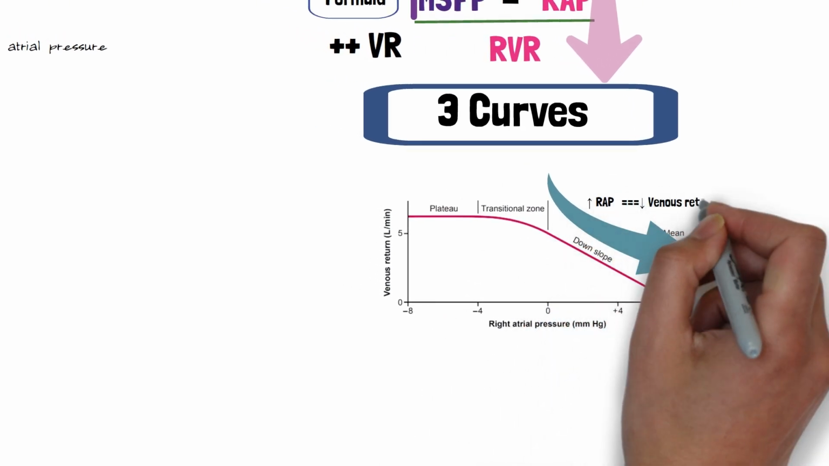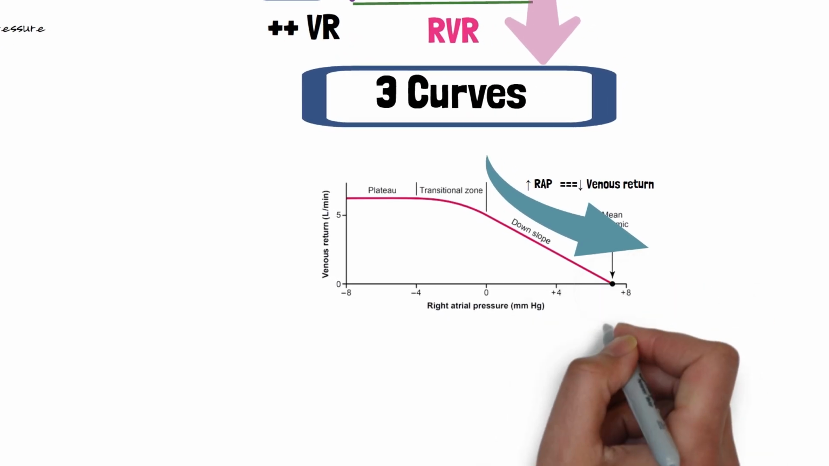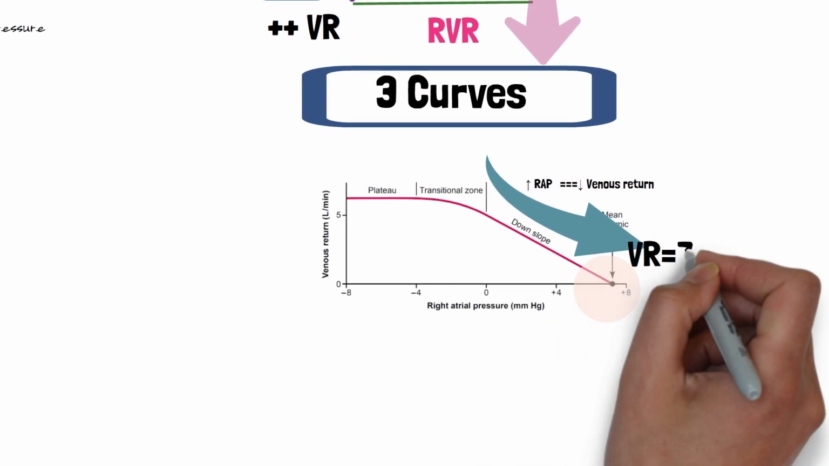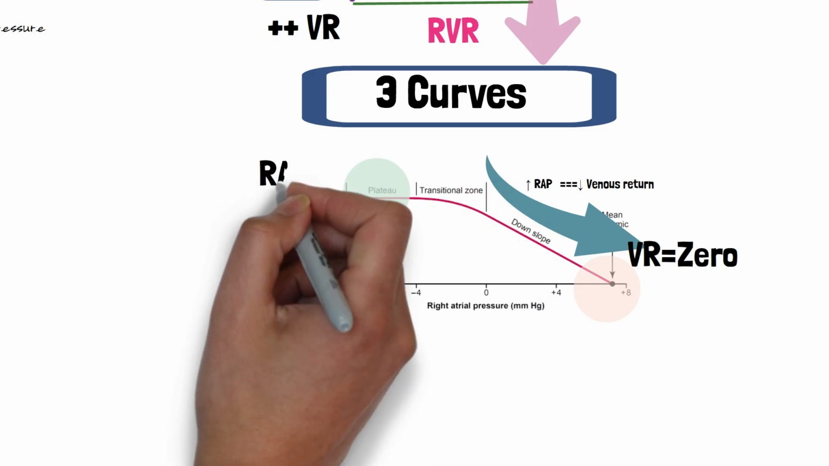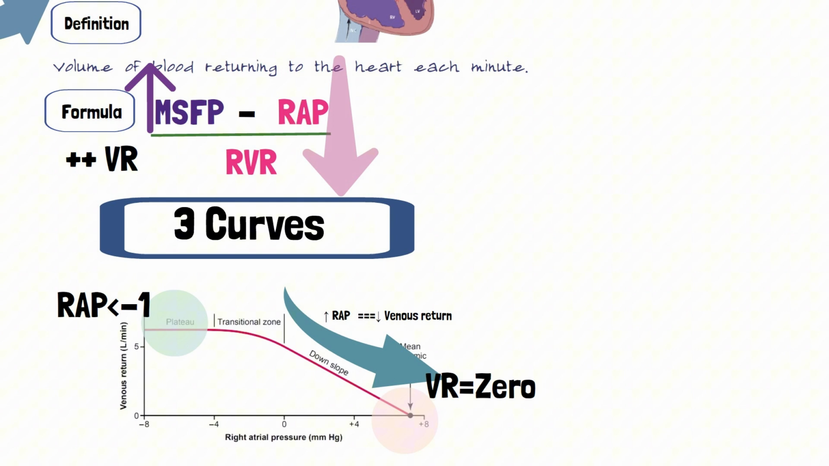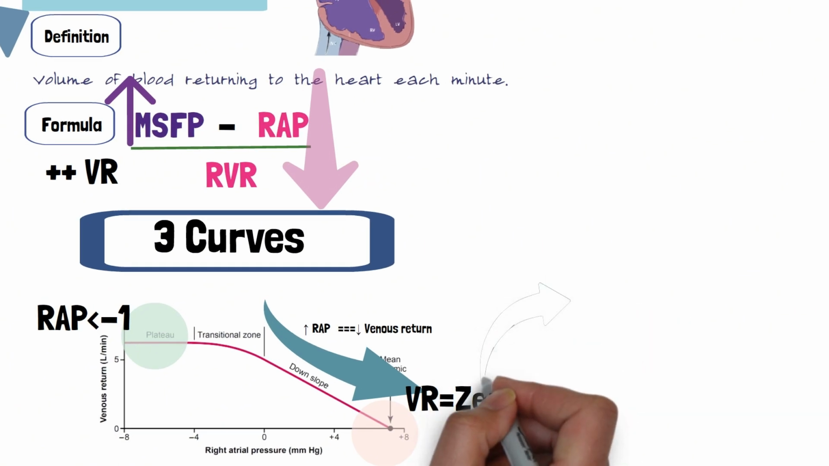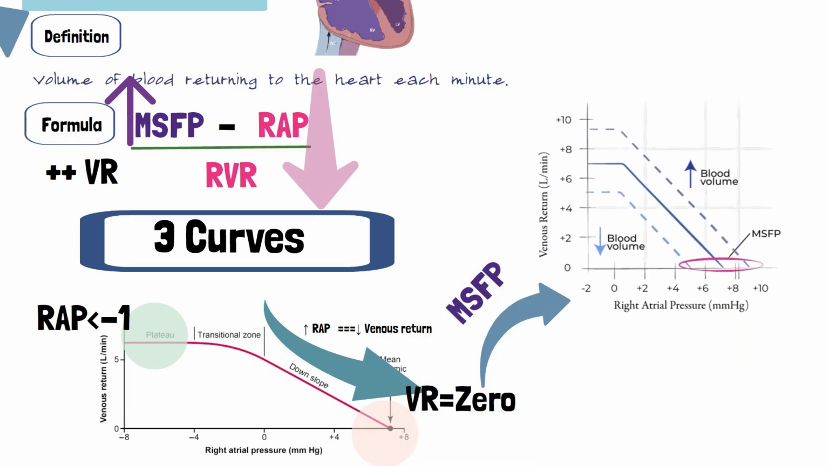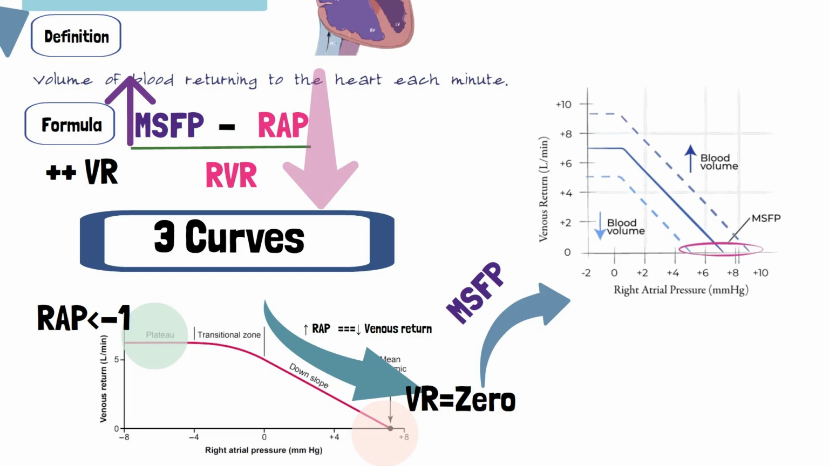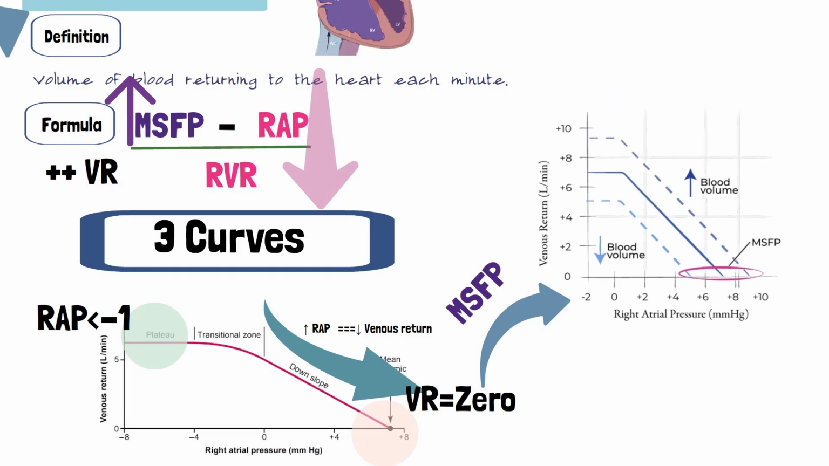Next we saw that a change in the mean systemic filling pressure shifts this curve either up to the right or down to the left, according to the increase or decrease in the mean systemic filling pressure, depending on the blood volume and the compliance. Remember that whenever the mean systemic filling pressure changes, the x-intercept changes as well.